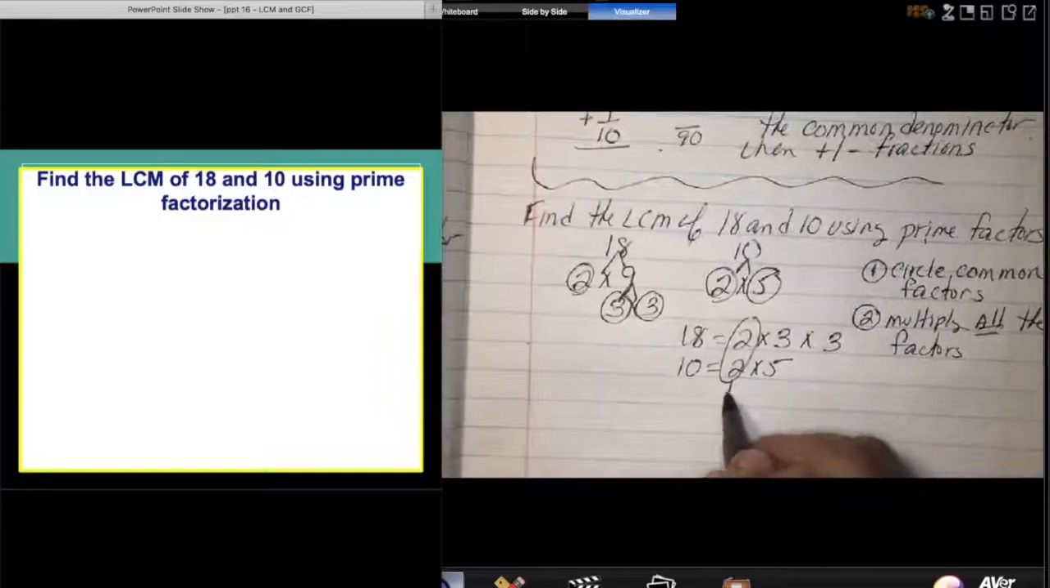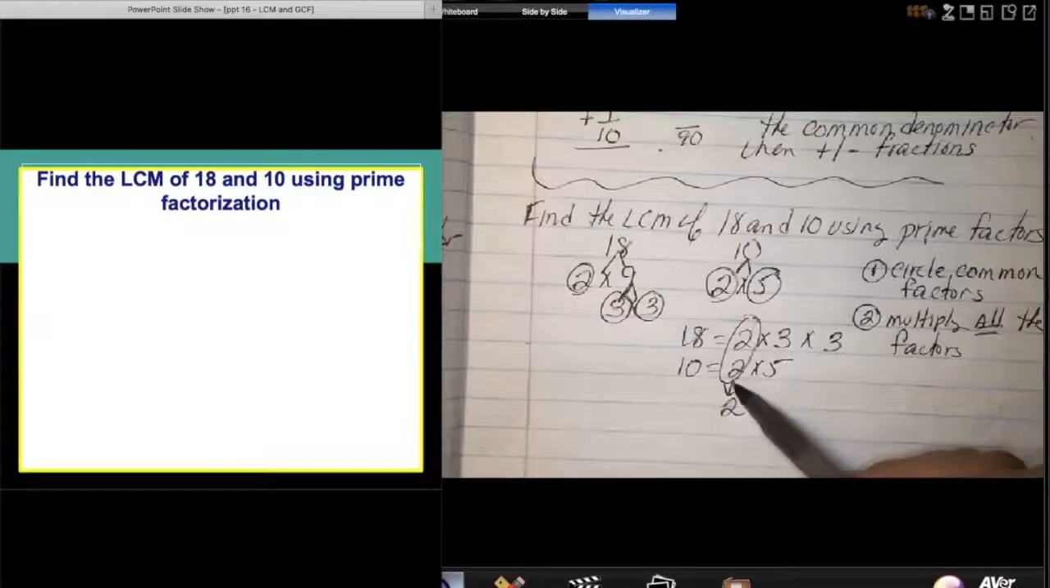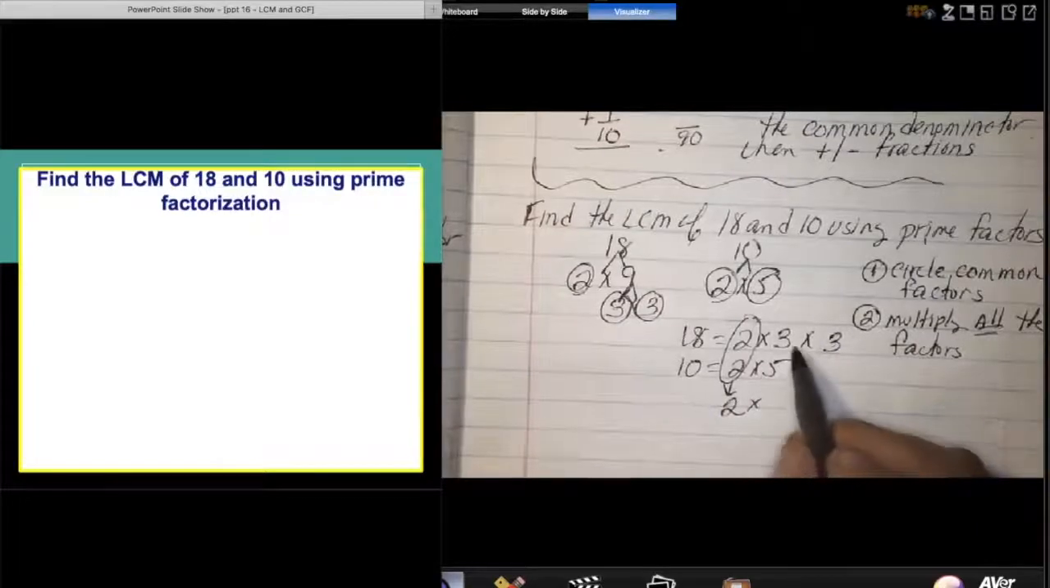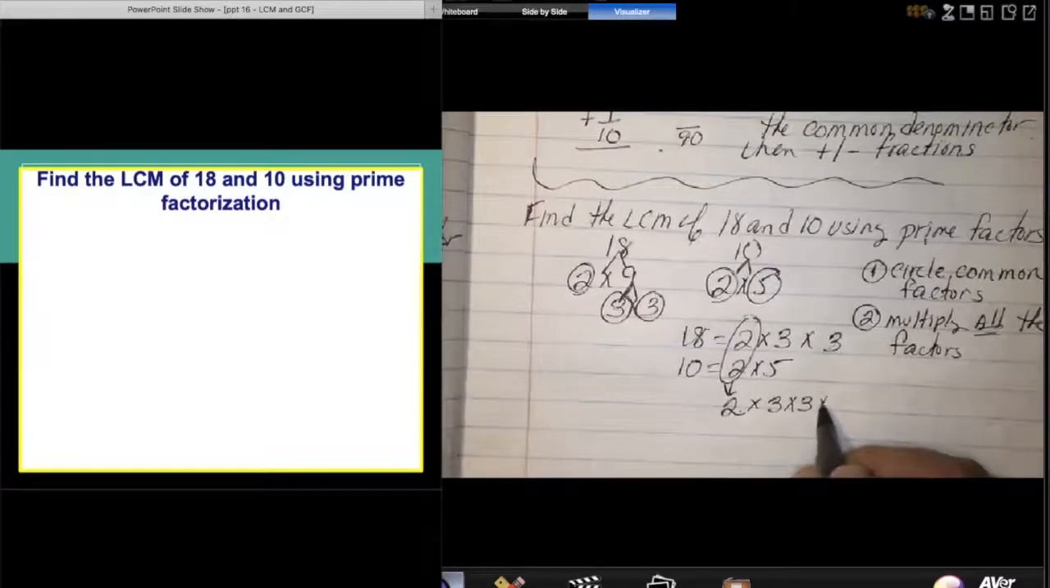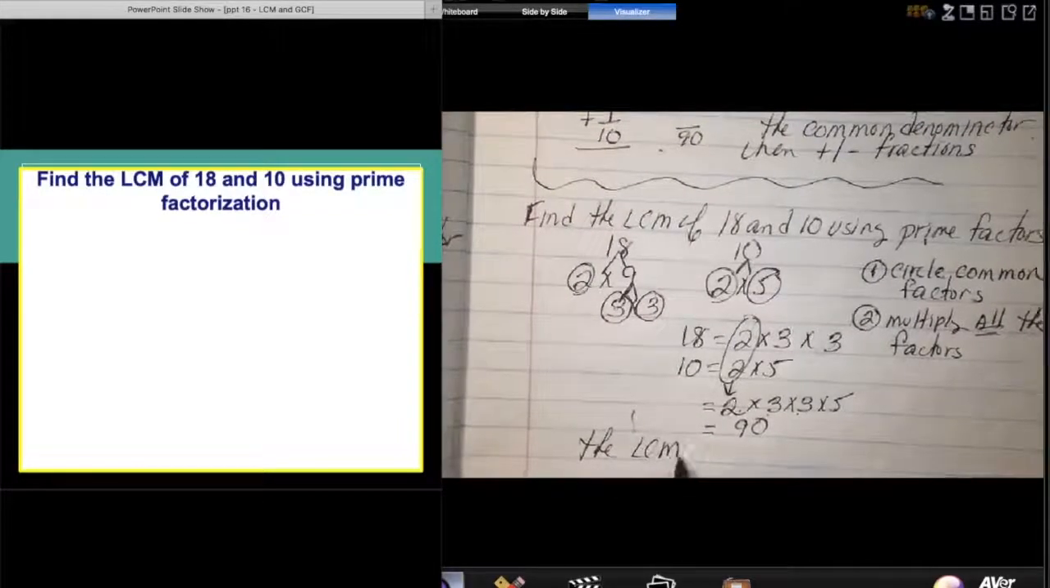So the 2 that we circled, I write it down one time. I circled 2 twos, but I only write it down one time, times all of the other factors, 3, 3, 5. So my LCM is going to come from 2 times 3 times 3 times 5. Let's check that. 2 times 3 is 6. Times 3 is 18. 18 times 5 is 90. So the LCM of 18 and 10 is 90.